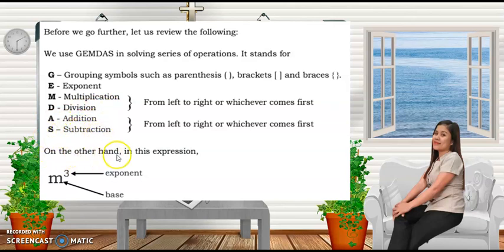On the other hand, in this expression, m cubed, or m to the power of 3, m is the base and 3 is the exponent.